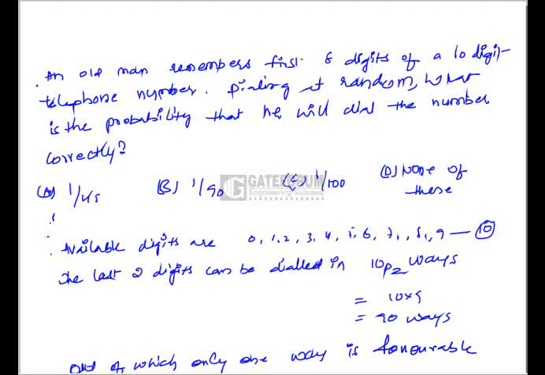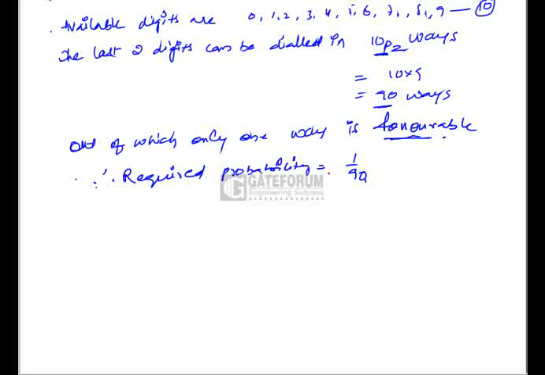Here available digits are 0, 1 up to 9. So here total 10 digits are there and the last 2 digits can be dialed in 10P2 ways. That is, 10P2 is nothing but 90 ways. Out of 90 ways, only one way would be favorable case. So the required probability is 1 by 90, which is option B.